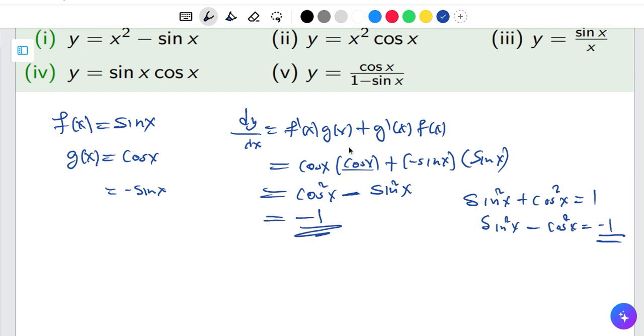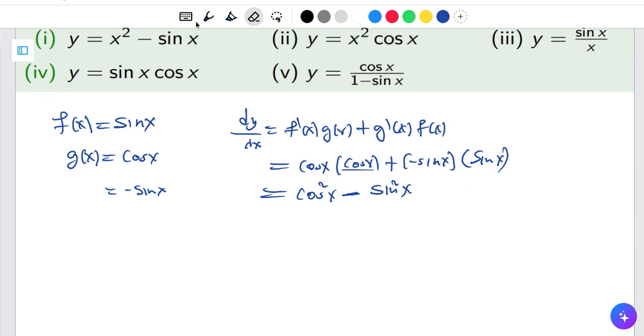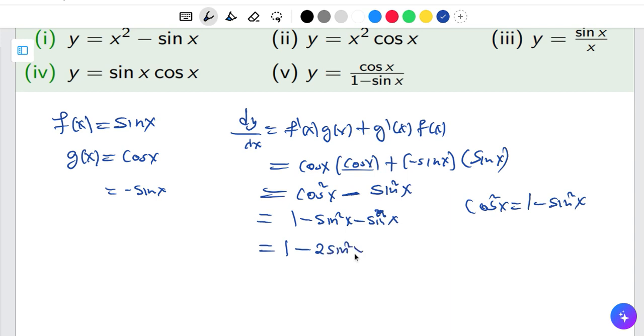Or if you want, you can do this. What is cos squared? Cos squared x is equal to 1 minus sine squared x. So you can put that here, minus sine squared x. Then what are we going to have? We're going to have 1 minus 2 sine squared x. This one is going to be our final answer. So that is how you're supposed to answer that.